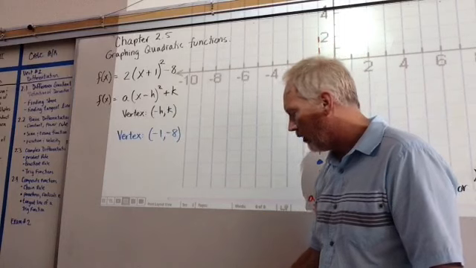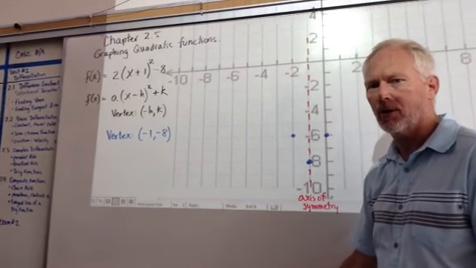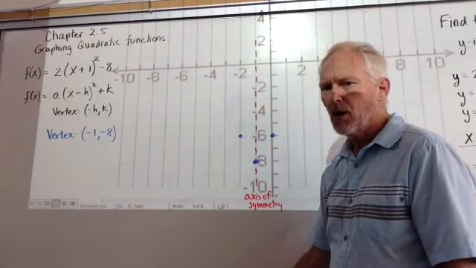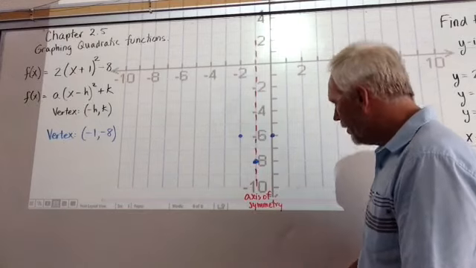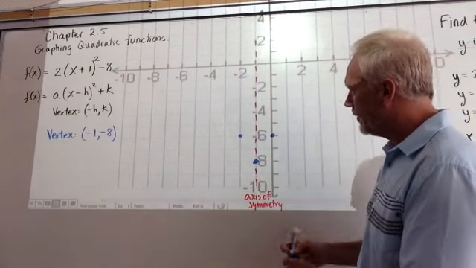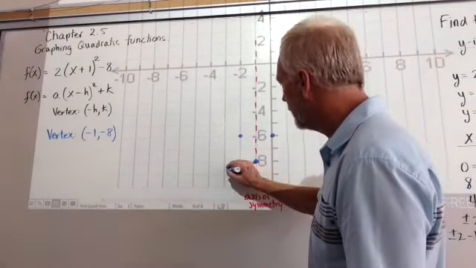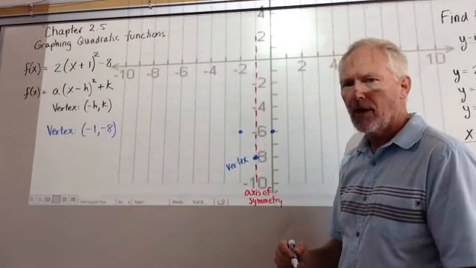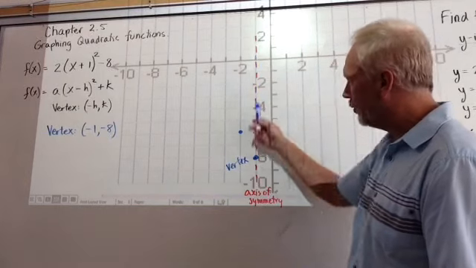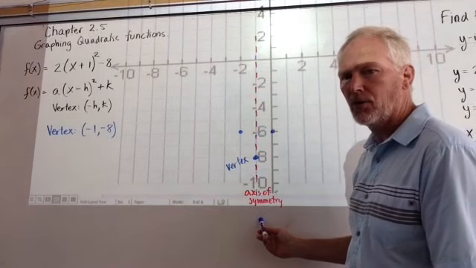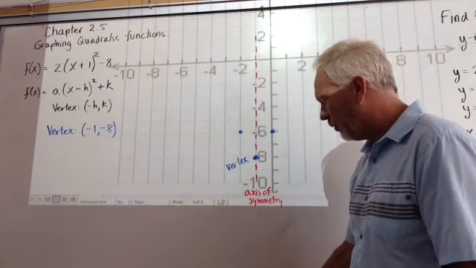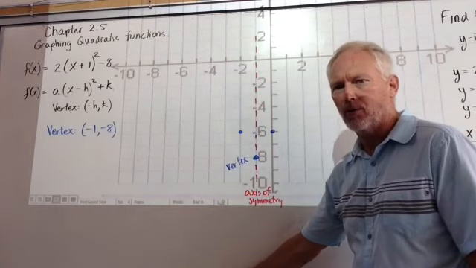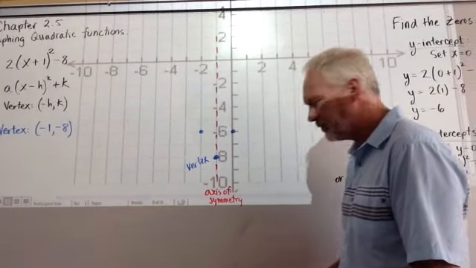So we've gone ahead and graphed part of this function here so you can see it. We can see here that our negative 1, negative 8 is the vertex, so we label it vertex. And then we also have at x equal negative 1 our axis of symmetry. And we will continue building on this as we look for our zeros next.